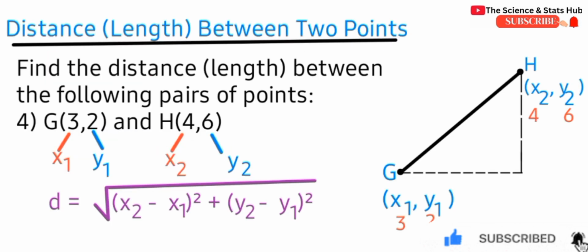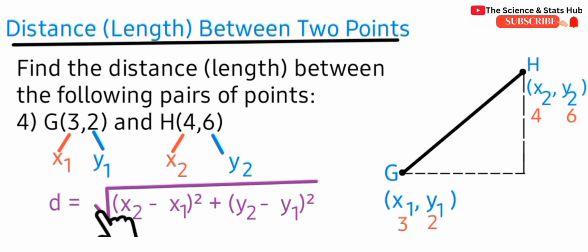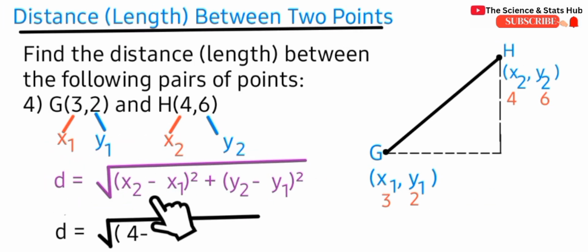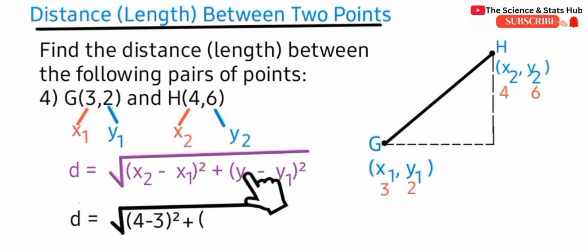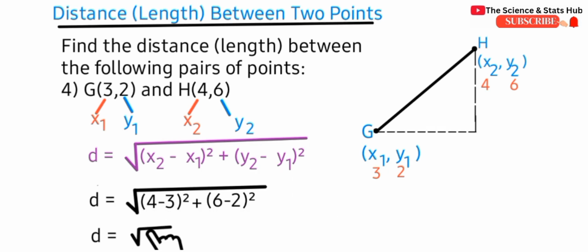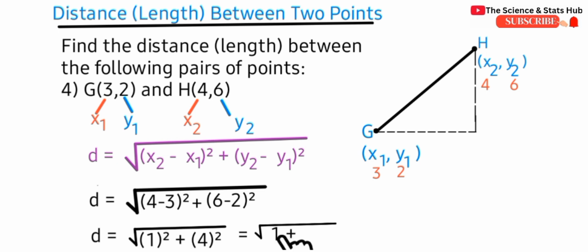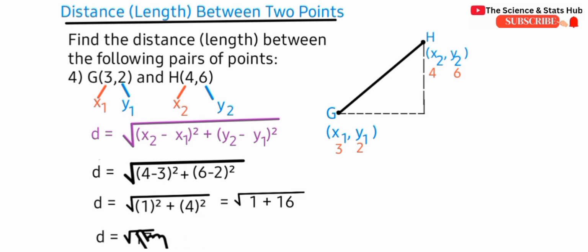Thank you. Let's answer question number 4, which asks us to find the distance between these 2 points, that is G and H. We have the square root of (x2 minus x1) squared plus (y2 value 6 minus y1 value 2) squared. The square root of (4 minus 3) squared plus (6 minus 2) squared, which is 1 squared plus 4 squared, 1 plus 16. Therefore, the distance between this pair of points is root 17.